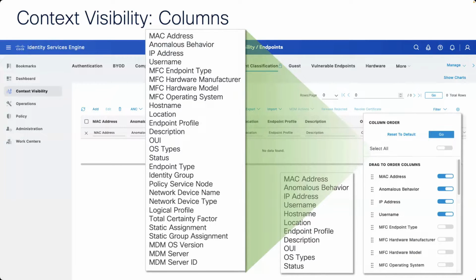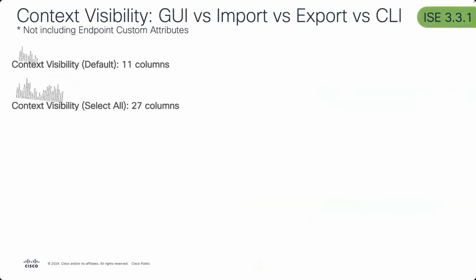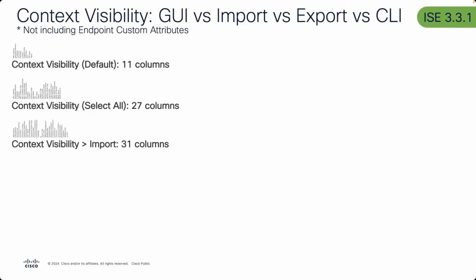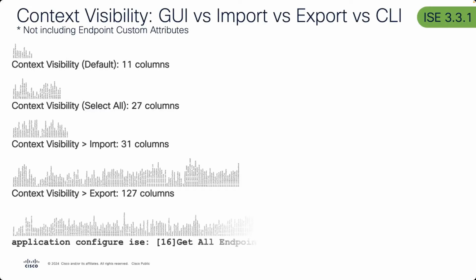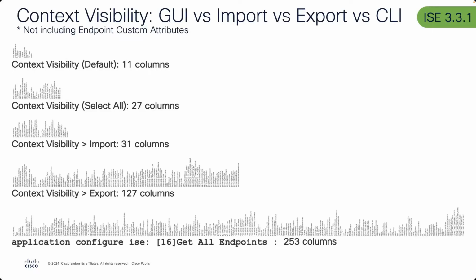So there's a lot more data there than you may be initially led to believe if you go ahead and select it all and see it. But then if you go ahead and actually export it out, first of all, in the import option, there's 31 columns. So there's an extra 4 columns that weren't there in that list. But if you export all the data out, you'll find there's actually 127 columns worth of data. And if you use this other utility I'm about to show you, the application configure ISE, you'll actually find there's 253 columns worth of data.